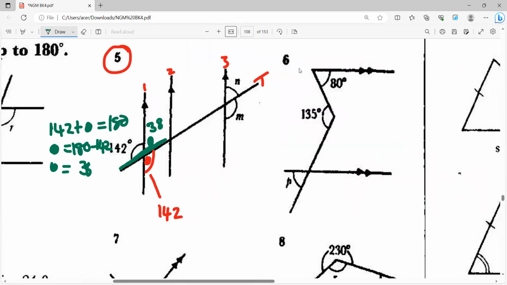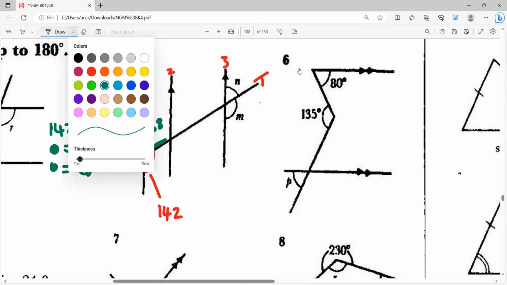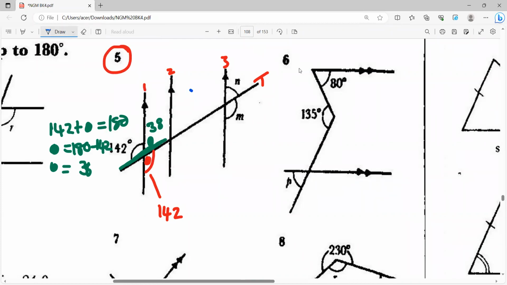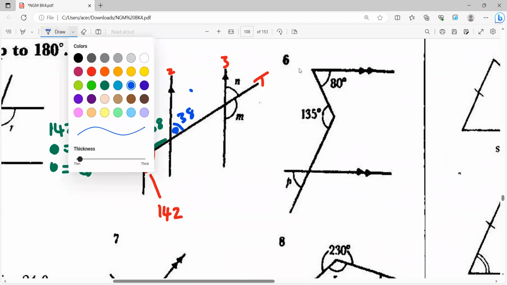So now, how are we going to get these answers, N and M? The only way we can get those answers is if we continue to transpose to find all these other angles. So if you look at it this way, 38 is exactly identical to this one. Their co-interior angles. So we have 38 here, and we have 148.